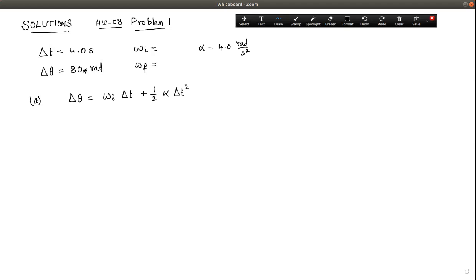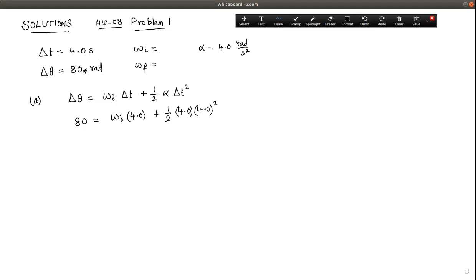Putting in the numbers, we have 80 is equal to omega initial times 4.0 plus half alpha, and delta t is again 4.0 squared. That gives us the value for omega initial.